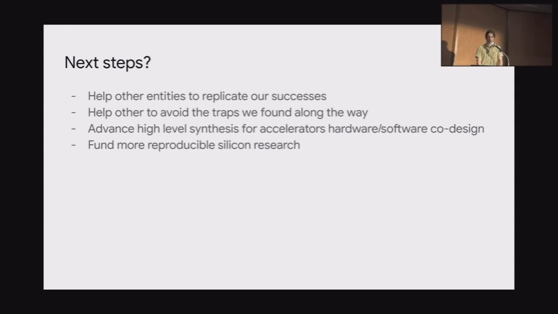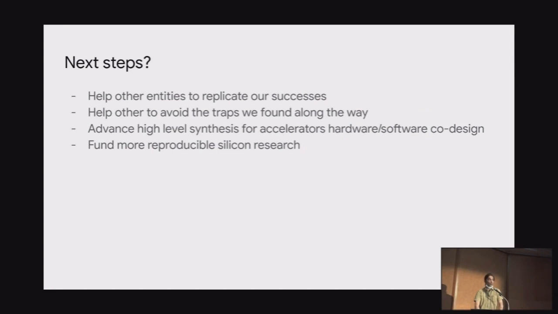So what is the next step for Google? We want to help other entities like fabs, government, and industry to replicate our success with this program. We want to help them avoid the traps that we found along the way. We want to continue to advance high-level synthesis and enable software and hardware teams to co-design chips together. And as Shigeta-san is going to talk about quickly, we also want to fund reproducible silicon research. Because when you have an open source PDK, an open source toolchain, and an open source design, you can make research that other people can reproduce and build on top of.